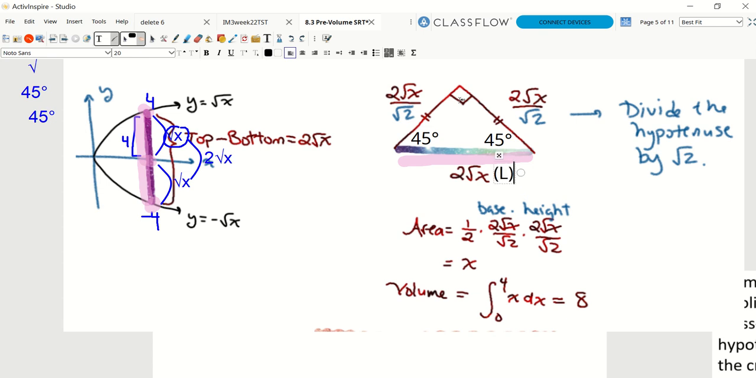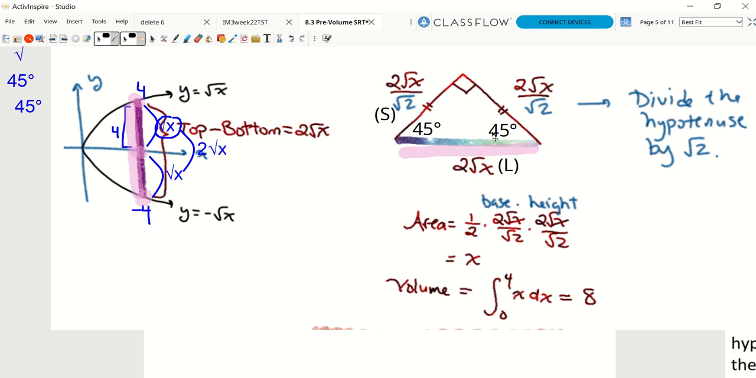Because it's across from the 90 degrees, which means this is your small side. Okay, because it's across from the 45. Okay, these are your small side. We got another one here.